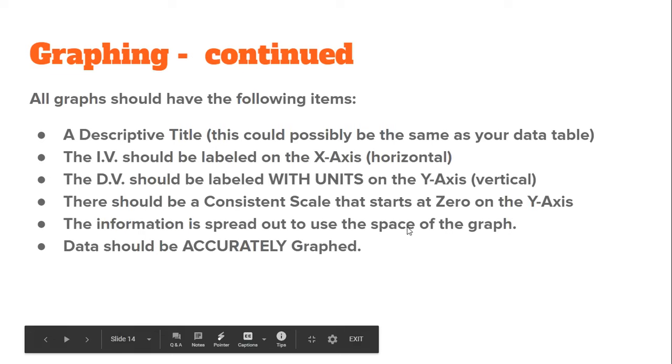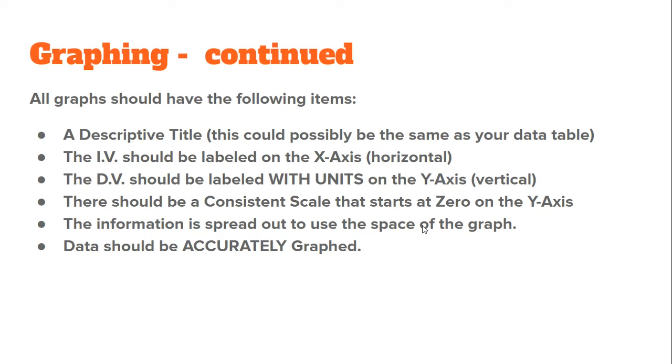And then it needs to be spread out so we can easily read the graph. Smushing everything to the left or really low on your scale doesn't really work. You want to take up the majority of the space in your area, and you want to have equal increments between items.